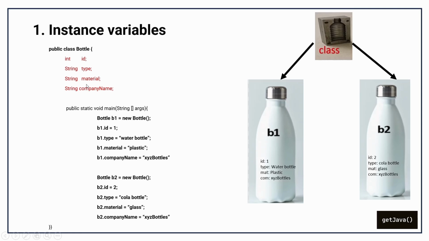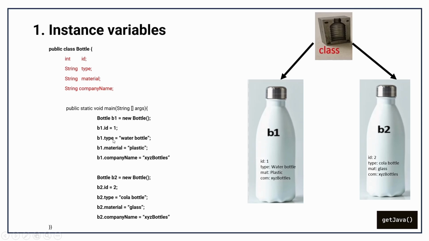That's why these variables are called instance variable, because every time we create a new object, this new object will get a new copy of these variables. Now if you go ahead and change this b1.id equal to 100, it will just change the id for this object. It will not affect this object because this object has its own separate copy.